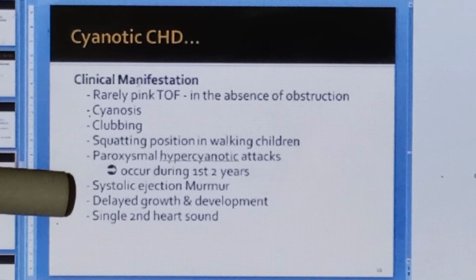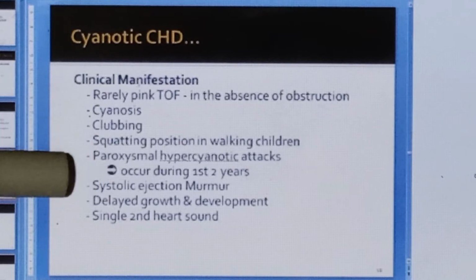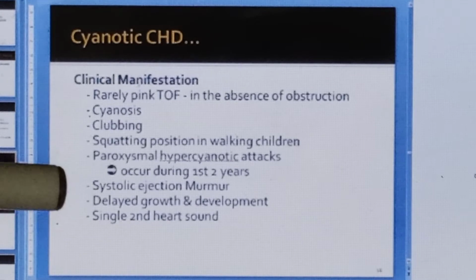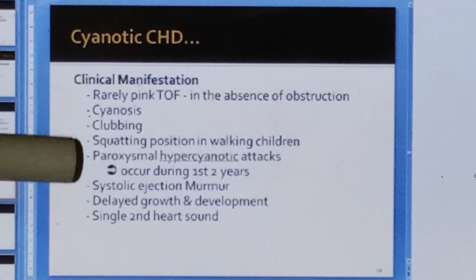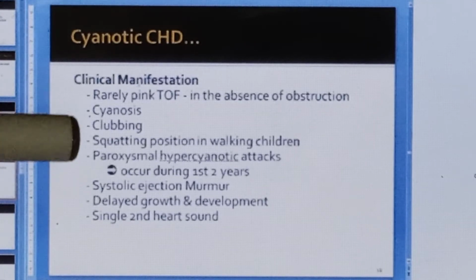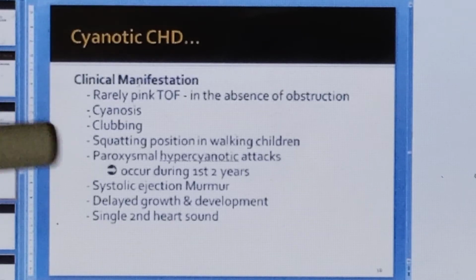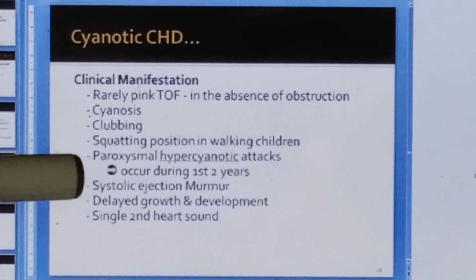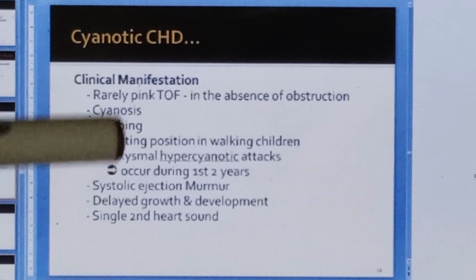And there is an important feature, that is systolic ejection murmur. This systolic ejection murmur occurs during the systolic phase because of the infundibular stenosis or pulmonary stenosis during the systolic phase. So this is the important feature, the systolic ejection murmur.